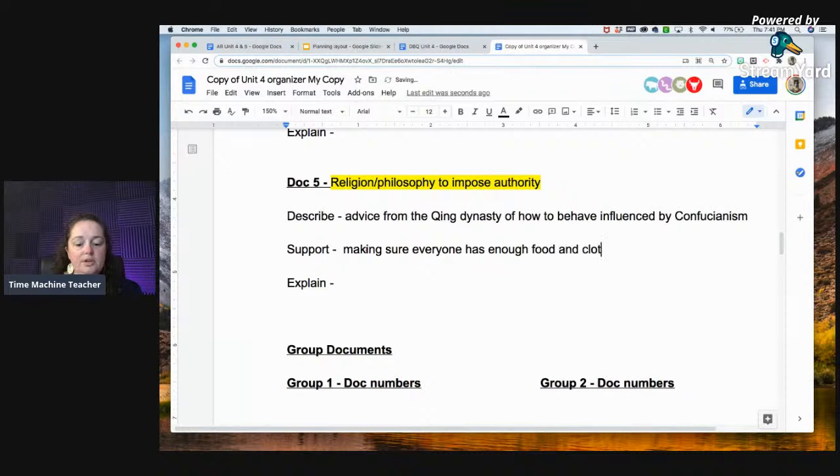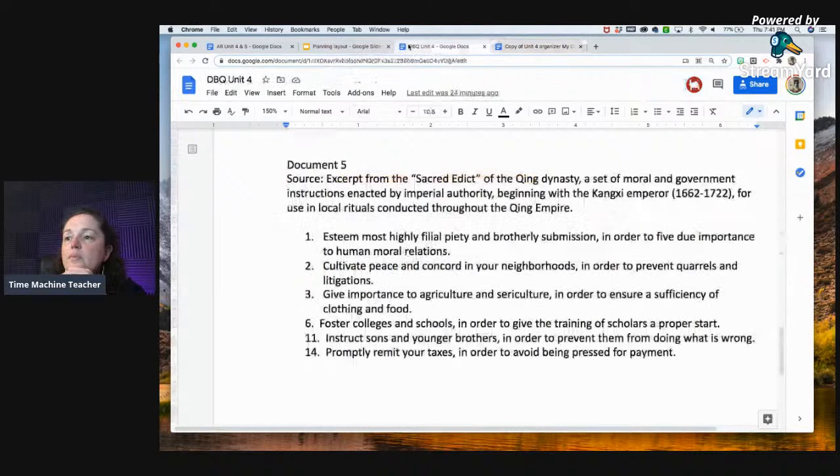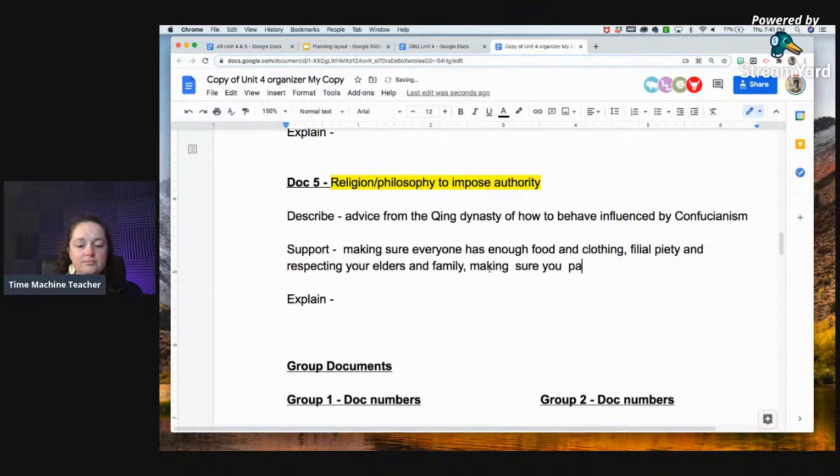Filial piety, respecting your elders. And you could say making sure you pay your taxes. That's power from the government, right? They want to make sure that you're going to give them their money. Filial piety means respecting your elders.